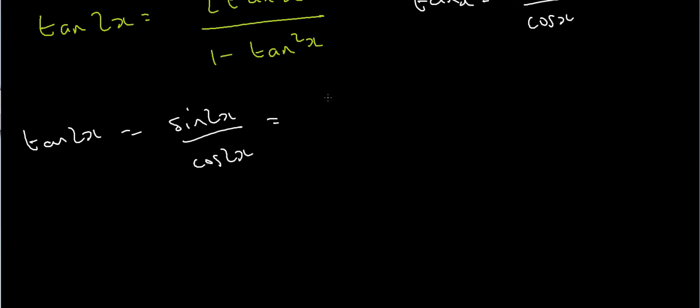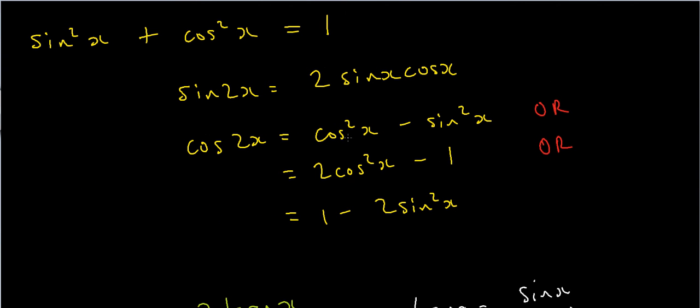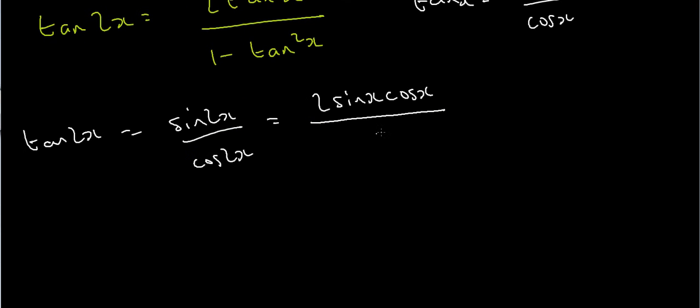So if I expand the top, that's 2 times the sine of x times the cosine of x. I've then got to divide that by the cosine of 2x. So let's look at the identities for the cosine of 2x. So I've got cos squared x minus sine squared x, 2 cos squared x minus 1, and 1 minus 2 sine squared x. I'm actually going to use the top one, cos squared x minus sine squared x, and you'll see why. So cos 2x is the same as cosine squared x minus sine squared x.